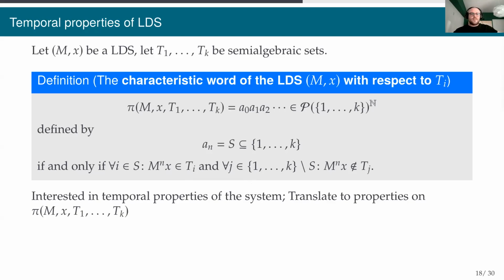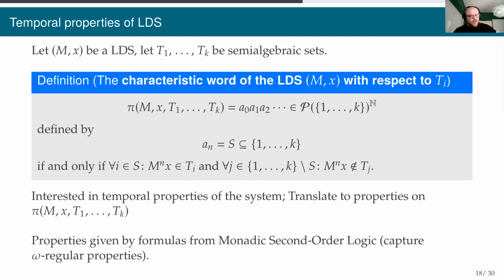So that's a pretty natural way to define your characteristic word. And now if you're interested in temporal properties of the system, you're going to be asking questions about this characteristic word. And what we're interested in are properties given by formulas from monadic second order logic, which capture omega regular properties.